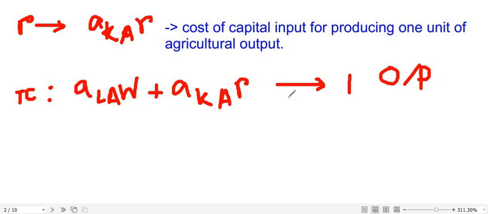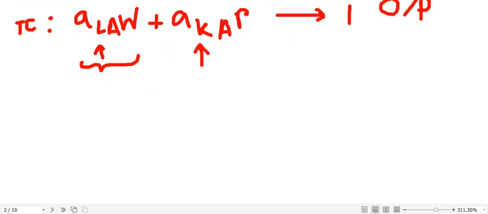Small recap, why are we considering that? To produce 1 unit of output I need aL amount of labor. So for every labor unit I pay W. So for aL labor units I pay aL W. Similarly, for 1 unit of output I need aK units of capital. For every capital unit I pay R. So for aK units of capital I pay aK into R. So this is the total cost for producing 1 unit of agricultural output. This is the total cost side.